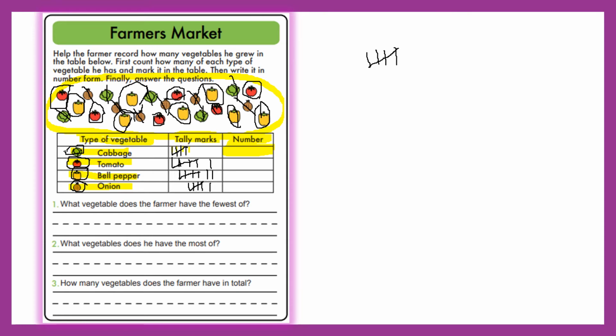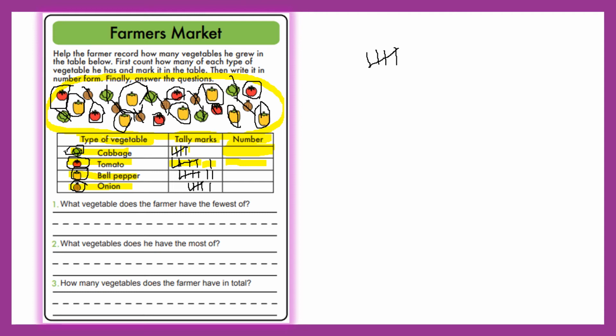All right, the next one below that is the tomatoes. How many did we have here? We know that group together with the slant across it, right? We know that's 5. So 5 and 1 more, 6. That's right. So go ahead and make sure that you write your number 6 over there because that's the total number of tomatoes that you have.